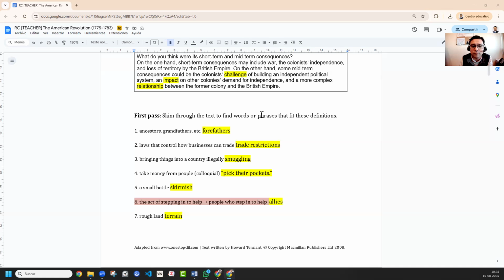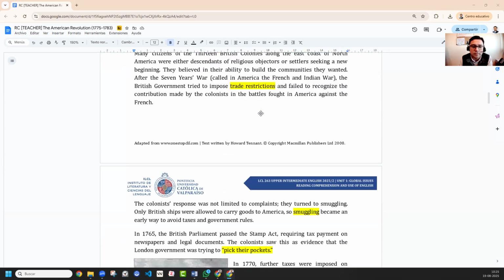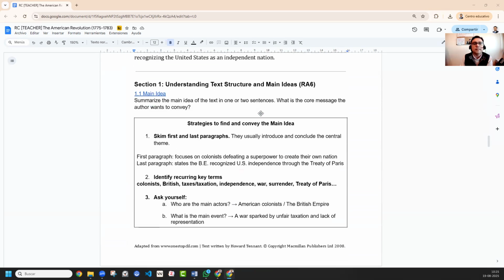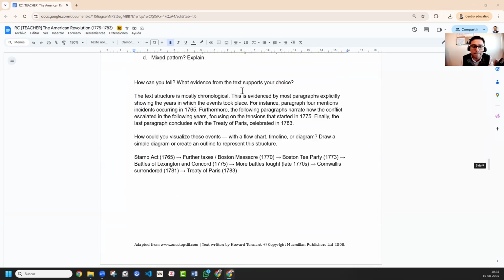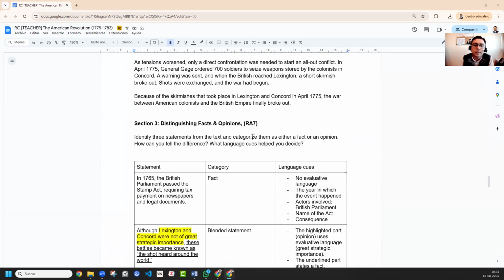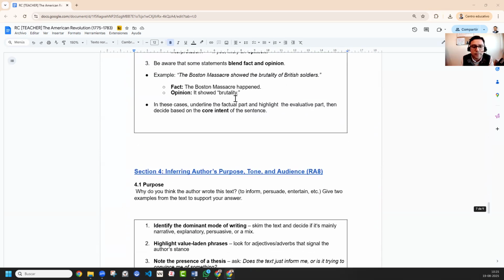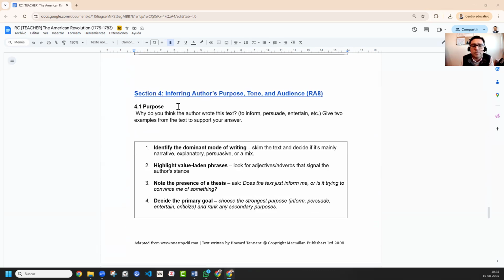For example, skimming for vocabulary, identifying the main idea, the text structure as well, analyzing relationships and connections, specifically cause and effect, also distinguishing facts and opinions. And today, in this video, we're going to focus on purpose, tone, and audience.